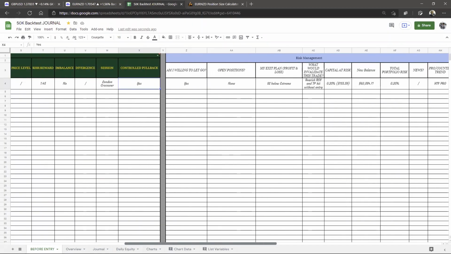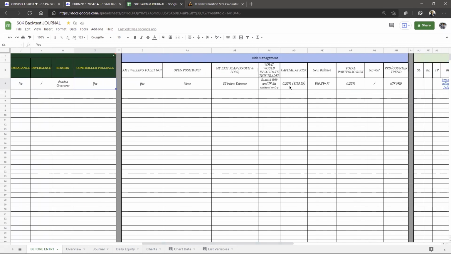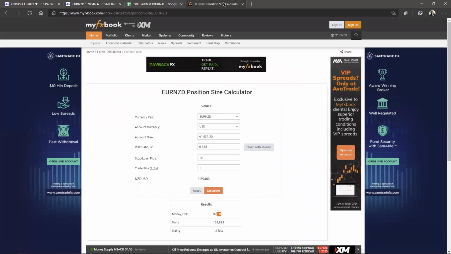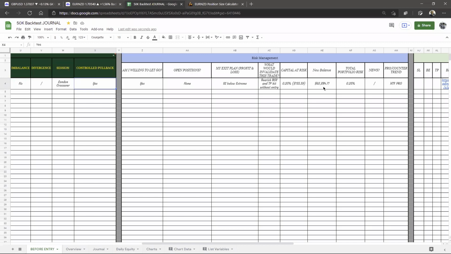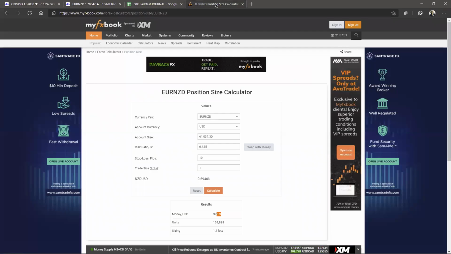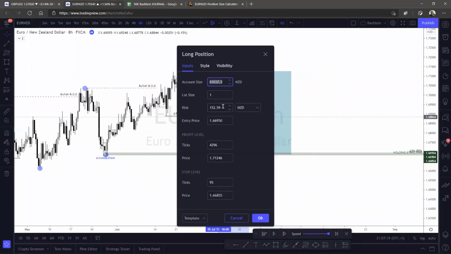Am I willing to let go? Everything the same. So actually, I'm gonna keep it together because it's still one trade. 0.25. Just this one. I'm gonna make a note. So trade number one, I'm risking 76.3. And we'll do this one in a second. So 76.3.